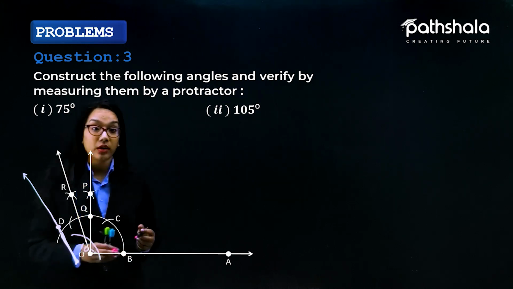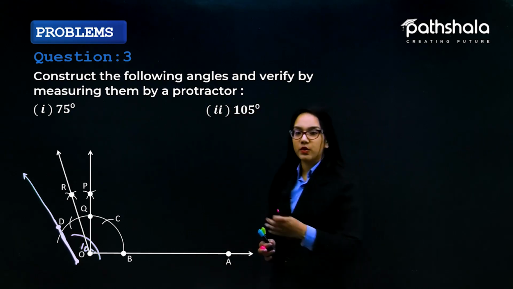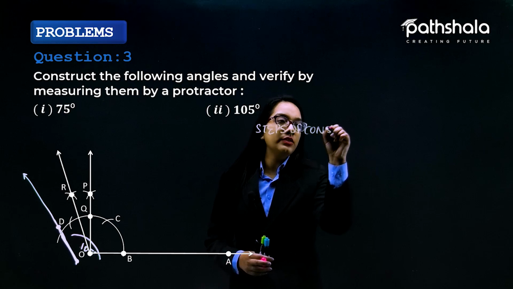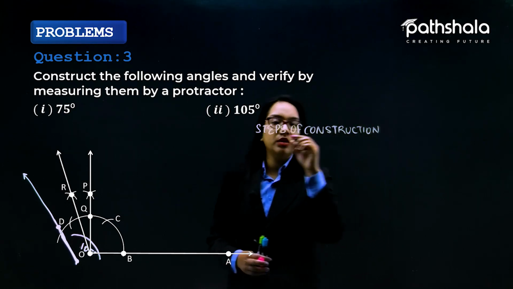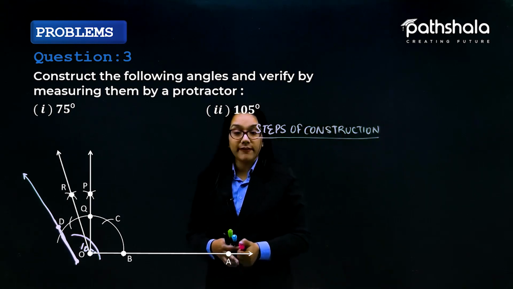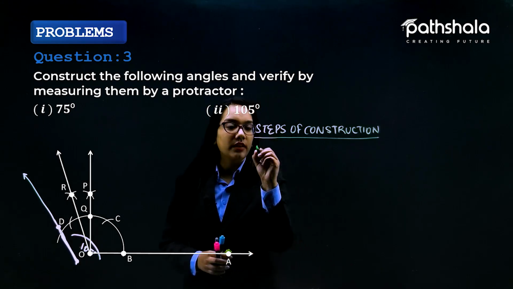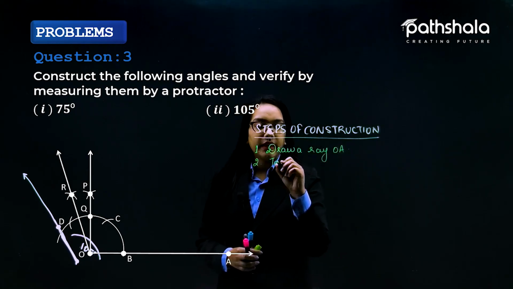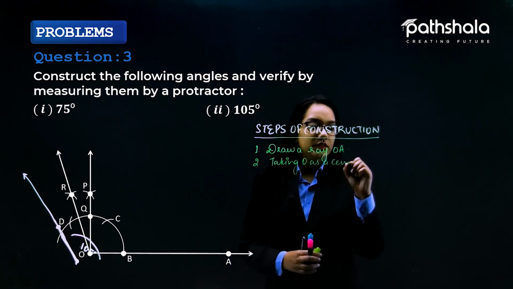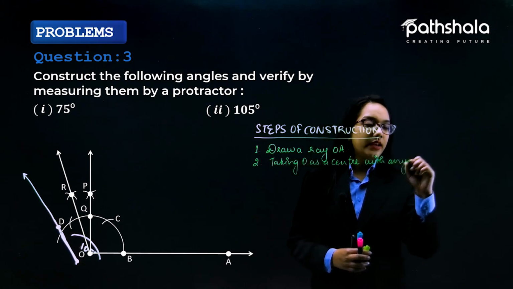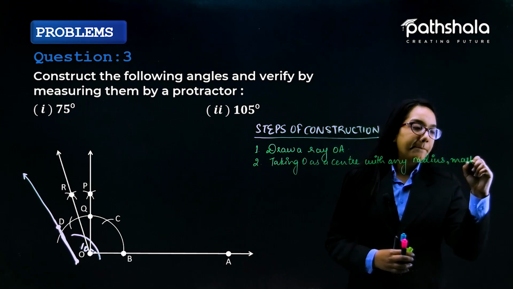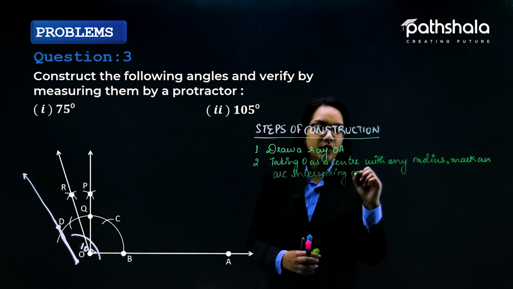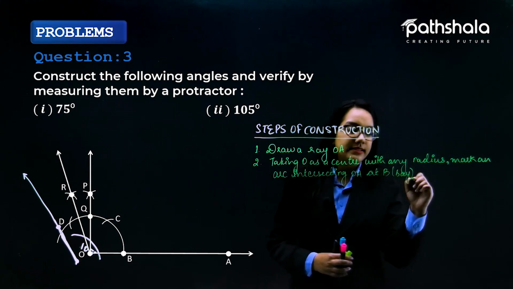And let's just write the steps of constructions that are related with it. So this is the measure 105. So let's just write the steps of construction involved with this particular angle. So first of all, the very first step that would be involved is draw a ray OA. Second one is taking O as a center with any radius, mark an arc intersecting OA at B, say.